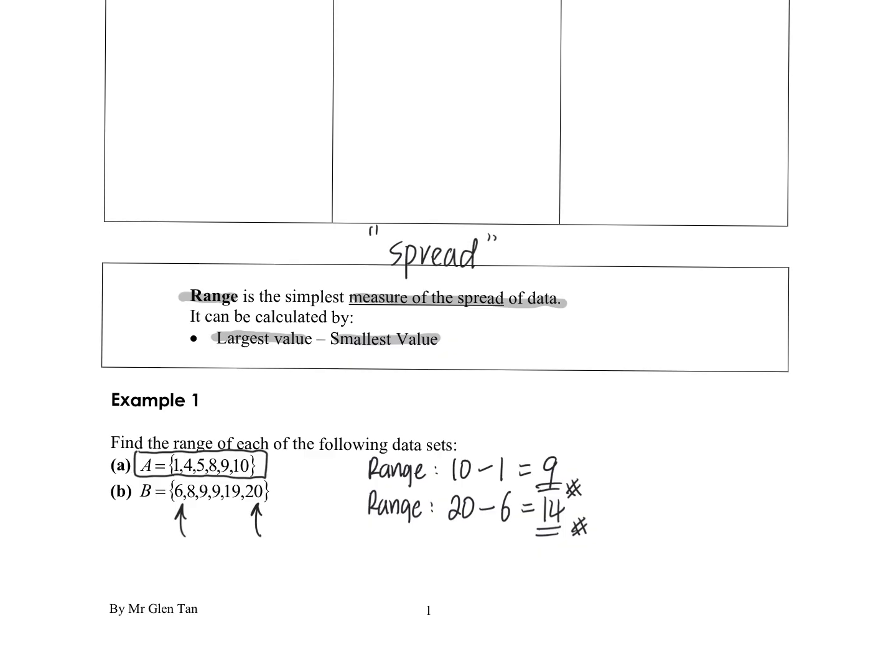Okay, how widespread the data is. So this is one formula to remember when they say range. Just use the largest minus the smallest one.